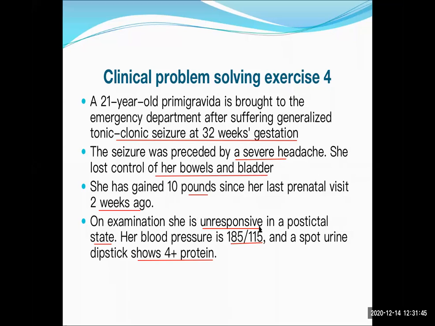On examination, she is unconscious. This is unconsciousness. That also is very well explained by the grand mal seizure. Look at the blood pressure. It is high, and a spot urine dipstick also shows 4 plus proteinuria. So what is the meaning? This is eclampsia. Eclampsia means severe type of preeclampsia with generalized tonic-clonic seizure.